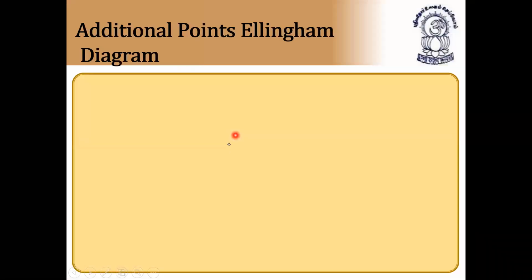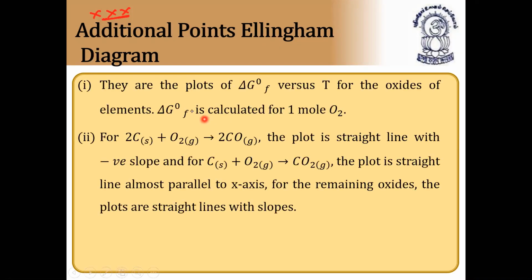Let us start now. The additional points are based on the Ellingham diagram. As I told you in the previous lecture, you will definitely get one question based on the Ellingham diagram. From the Ellingham diagram, we can select the best reducing agent for the reduction of metal oxide to metal. They are plots of delta G versus T.